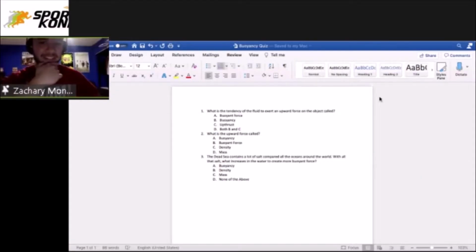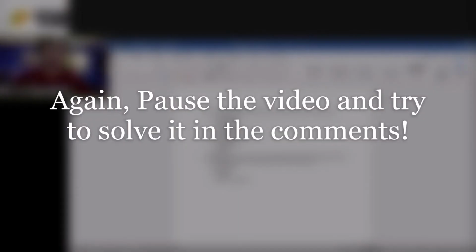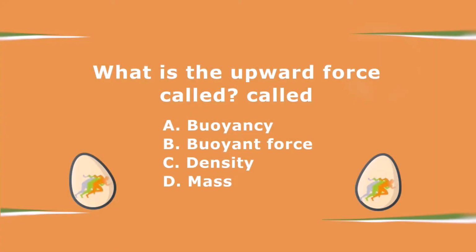All right. So real quick, number 2. What is the upward force called? Is it A, buoyancy? Is it B, buoyant force? Is it C, density? Or is it D, mass?